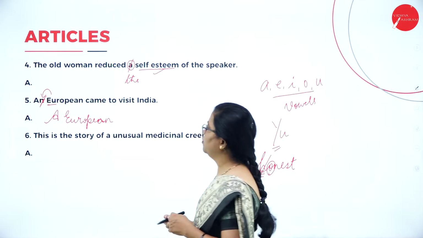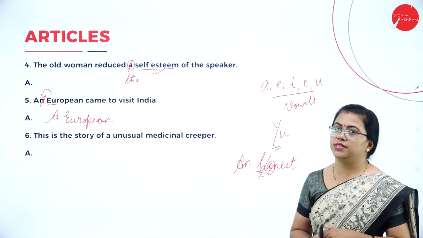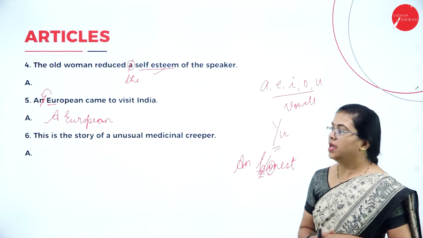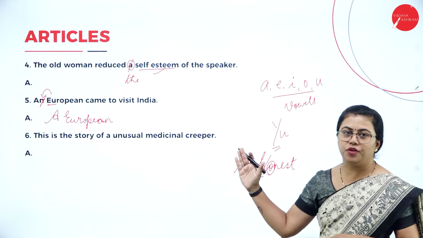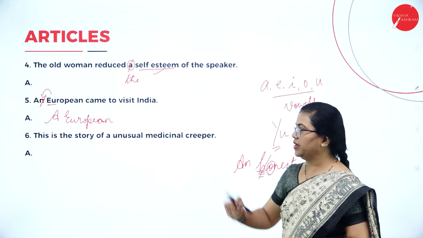came to visit India. Fine, you can also correct it as Europeans came to visit India. But since we are talking about the usage of articles, you can write a European came to visit India. Okay, so this is a perfect sentence.